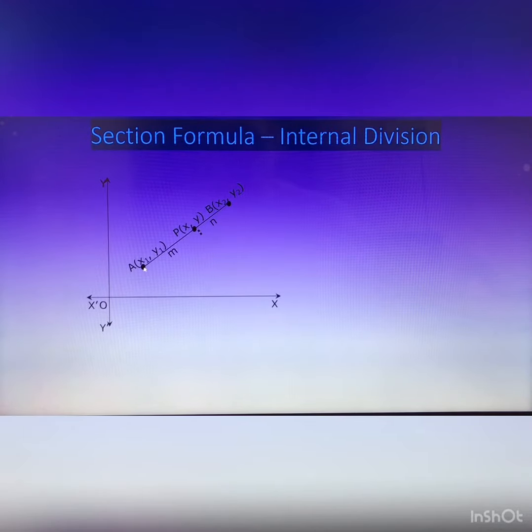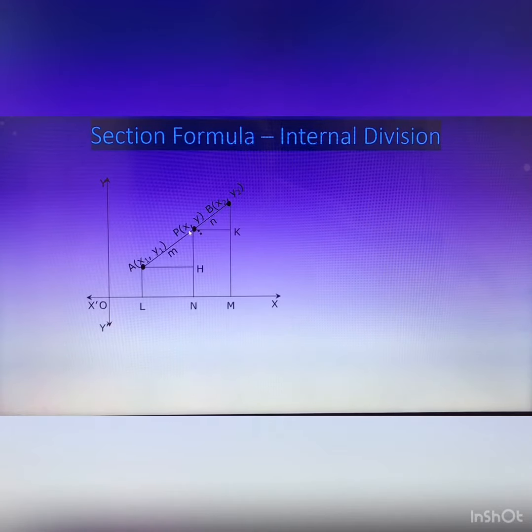So let there be two points A and B having coordinates (x1, y1) and (x2, y2), and our requirement is to find the coordinates of point P, let us say (x, y). Now we will draw the perpendiculars from these three points, that is point A, point P and point B, and join a line parallel to the x-axis. So we will get two triangles. One triangle is PKB and the second triangle is AHP, and these two triangles AHP and PKB are similar.